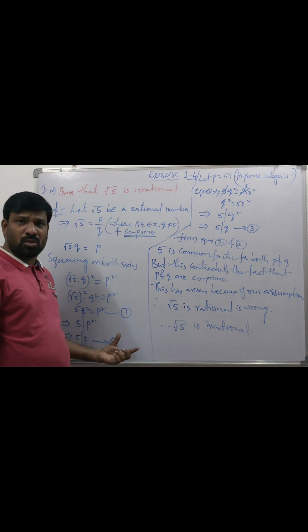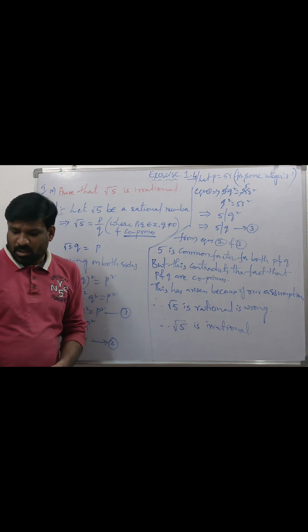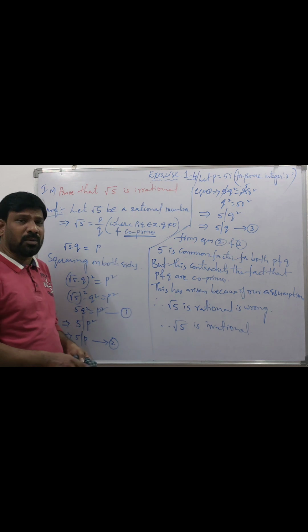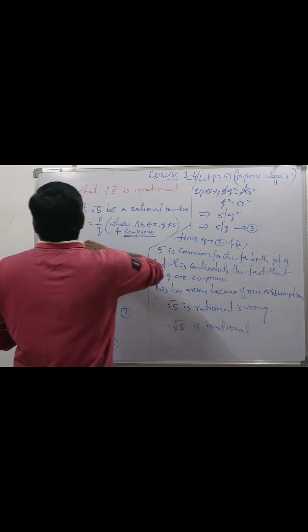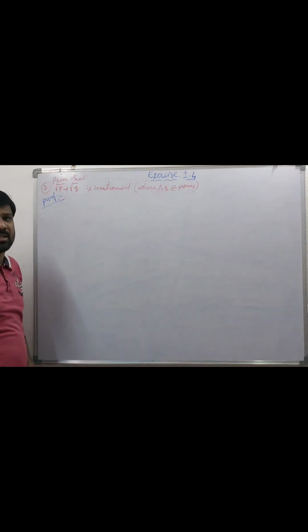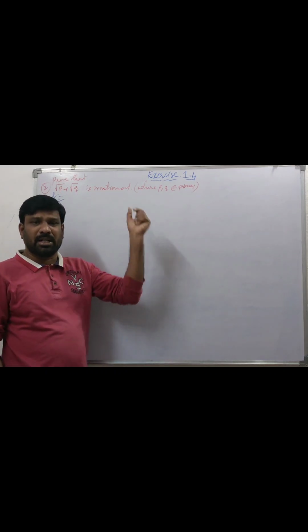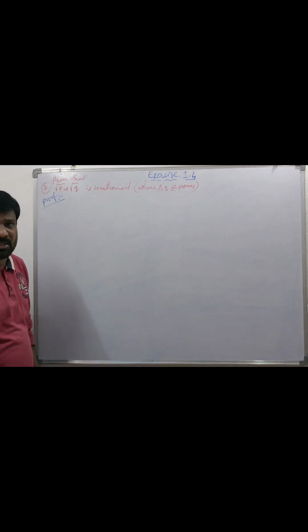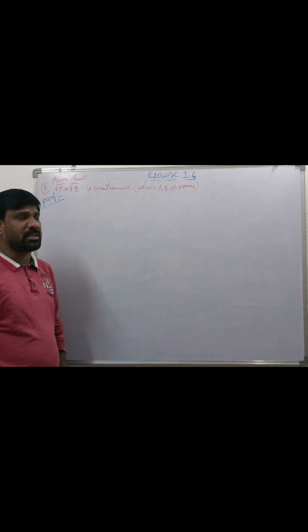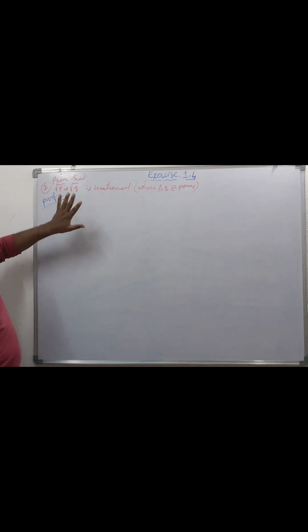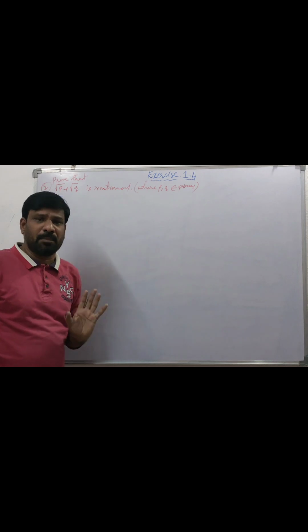I hope this is understood by everyone, right? So one more example is left, one more problem. Prove that root p plus root q is irrational. So far we have seen only numbers, but here they have given variables. No problem. Whether it is a variable or a number, we have to follow the same procedure.